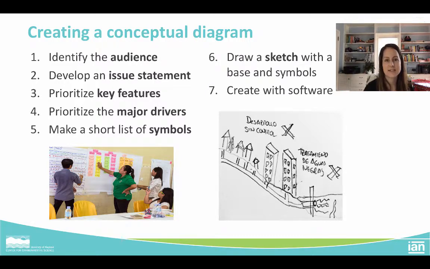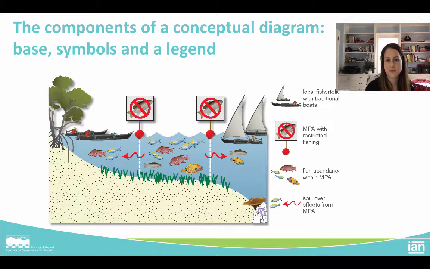And then the last step is to create with the software. So you always want to start with pencil and paper and then transfer to the software once you have a draft. So there's 3 components of a conceptual diagram: the base, symbols, and a legend.